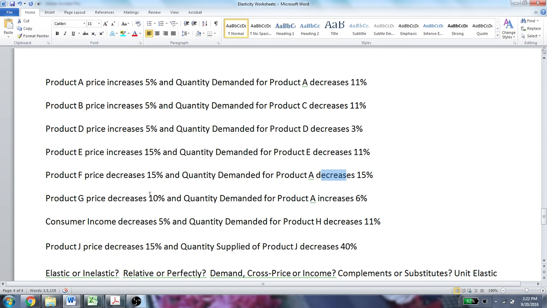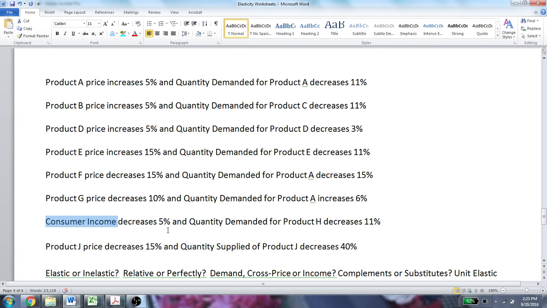Product G, product A, we got cross price. It's 10, it's 6, so it's inelastic, relative. And because the price went down while the other one, the product increased, sales of A went up at the same time the price of G went down, they must be complementary goods.